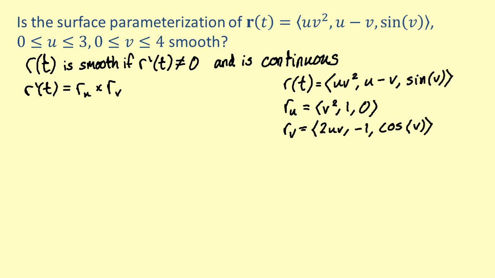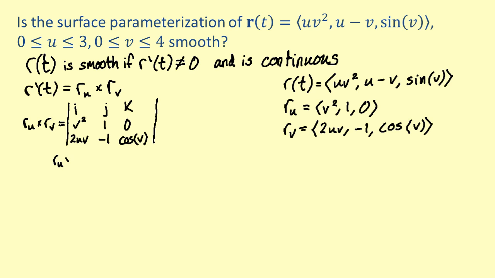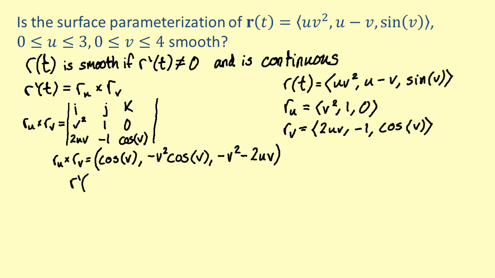Now that we have two derivatives of the surface R, we can take the cross product of them. Arranging the vector components gives us this matrix, which has i, v squared, 2uv; j, 1, negative 1; and k, 0, cosine of v. After taking the cross product, we are left with cosine v, negative v squared cosine v, negative v squared minus 2uv. Since r prime is equal to the cross product, we can set the result equal to r prime.